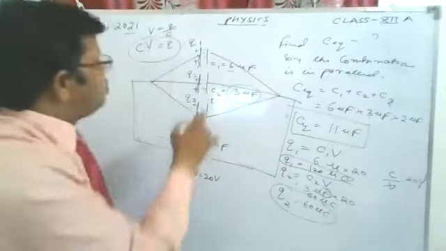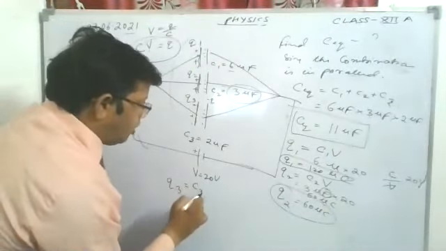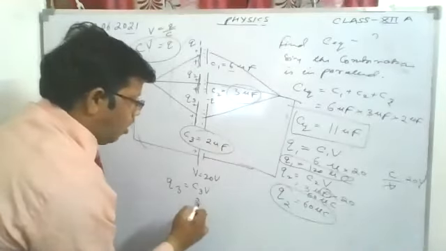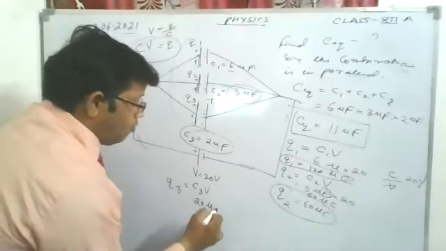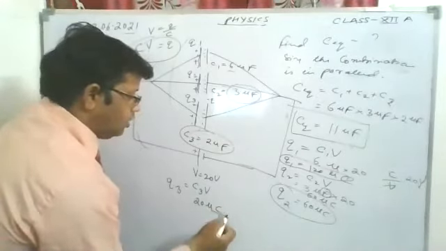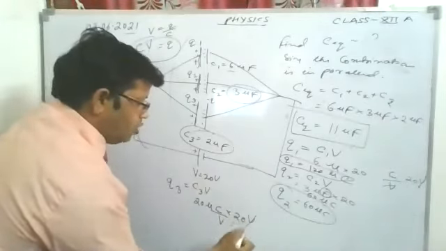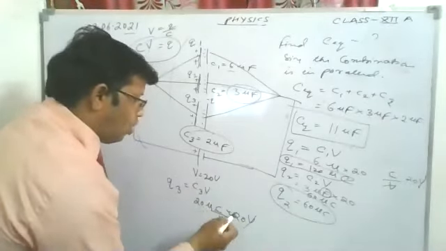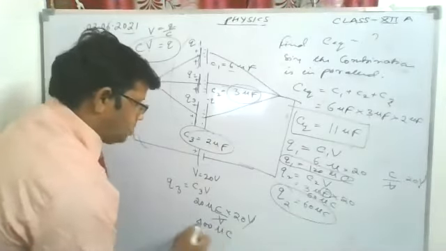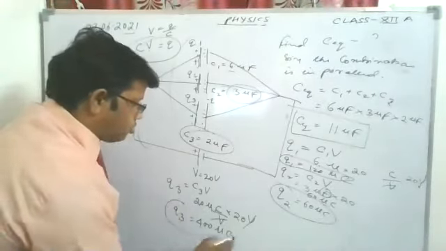Now what is the charge deposited over the third capacitor? Q3 is equal to C3V. What is the capacitance of the third capacitor? 20 micro farad. Remember, coulomb upon volt, into the voltage, 20 volt. The volt units cancel out, coulomb remains. 20 into 20, 400 microcoulomb charge deposited. So that is the charge deposited over the third capacitor.